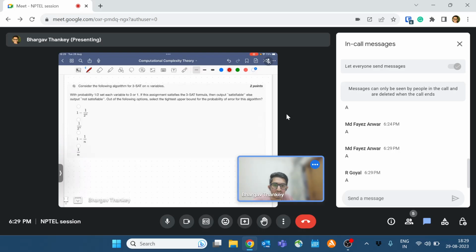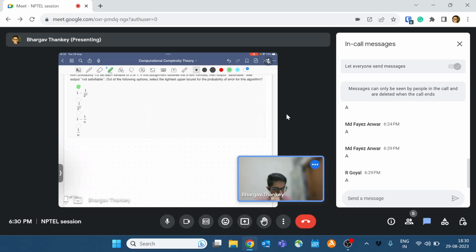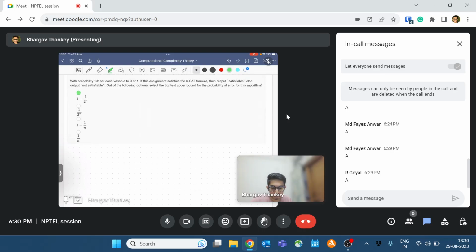Yes, it's A. Can you tell me why it is A? Yes, in the worst case scenario, there could be one satisfying assignment. So the chance is 1 by 2 raised to the power n. So in the worst case scenario, the chance of error would be 1 minus 1 by 2 raised to the power n.